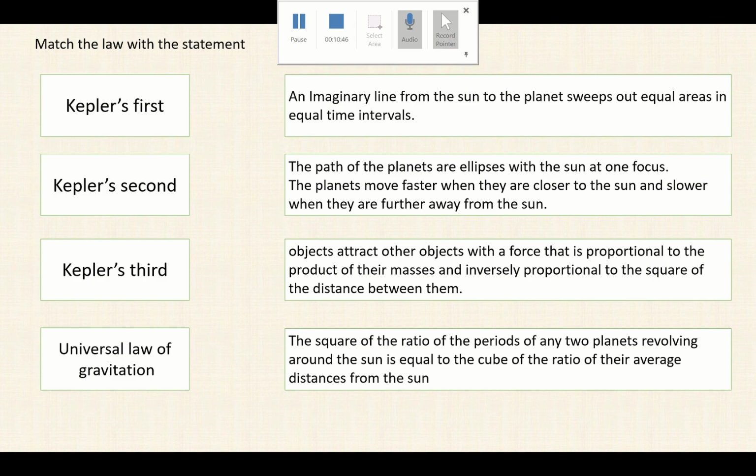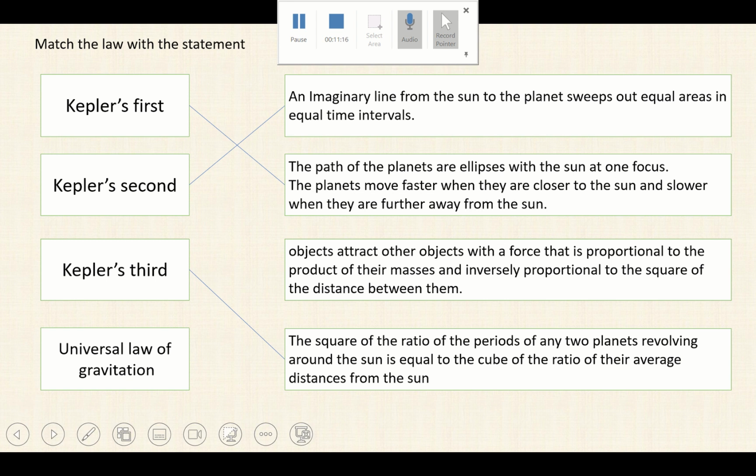This is how the question can come in the exam, since there are no mentioned questions. Match the law with a statement. Kepler's first law states that the paths of the planets are ellipses. Kepler's second law states that an imaginary line sweeps equal areas. Kepler's third law states that the square of the ratio of the periods equals the cube of the ratio of their distances.